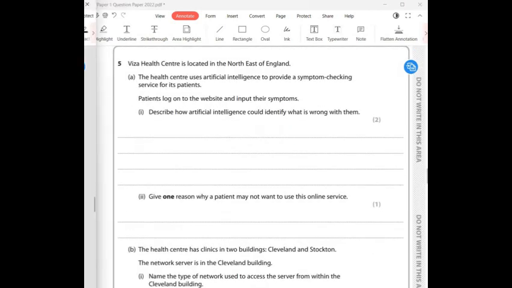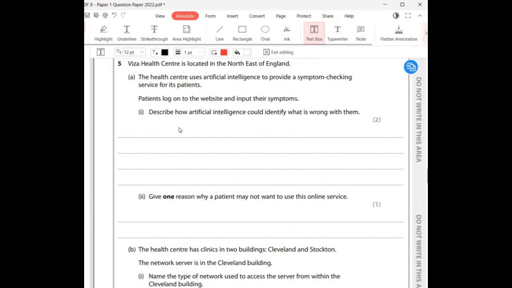Number 5. Visa Health Centre is located in the northeast of England. The health centre uses AI to provide a symptom checking service for its patients. Patients log into the website and input their symptoms. So we need to describe how artificial intelligence could identify what is wrong with them.